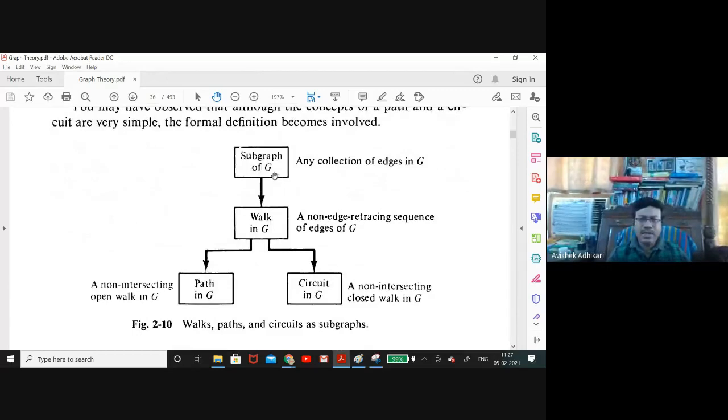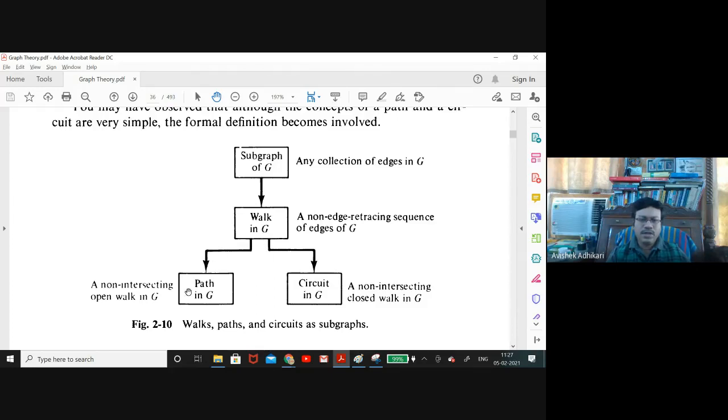So basically a subgraph is any collection of edges in G. Then from that subgraph, if the edges do not intersect, that means you don't have repetition of edge, many other authors mention it as a trail. Now this walk has two parts: one is the closed one, another one is the open one.